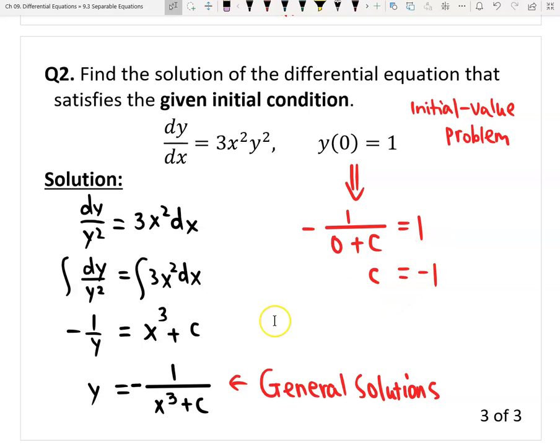Therefore, if we plug c equals negative 1 into the general solution, see what we get. We will get a specific solution. So we finally have y equals this negative fraction, right? It is negative 1 over x to the third power plus c, with c equal to negative 1, which is minus 1. Here is the specific solution for this type of initial value problem. Okay, that's all for this topic.